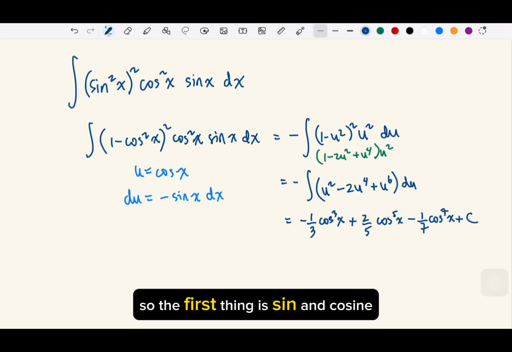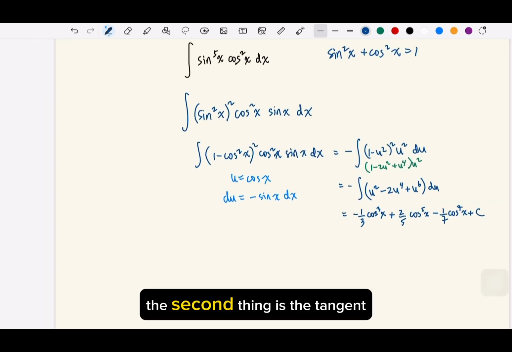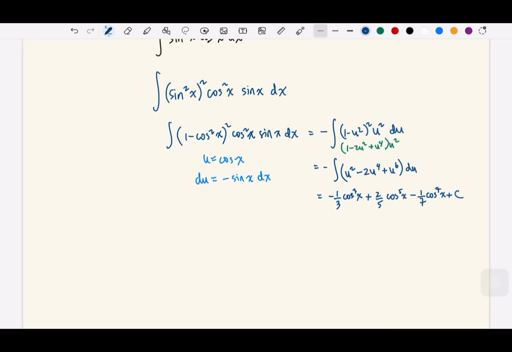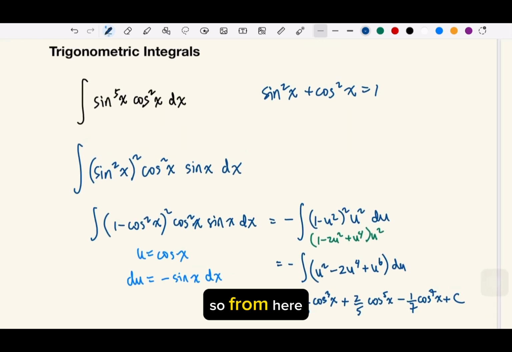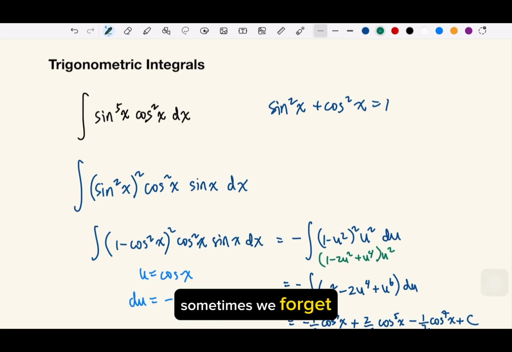So the first thing is sine and cosine. The second thing is tangent and secant. From here, sometimes we forget.